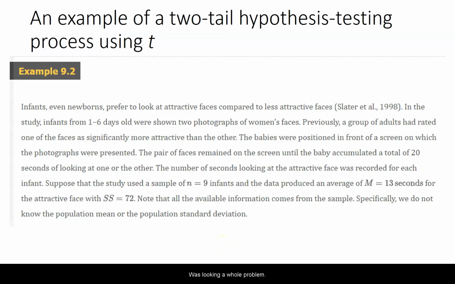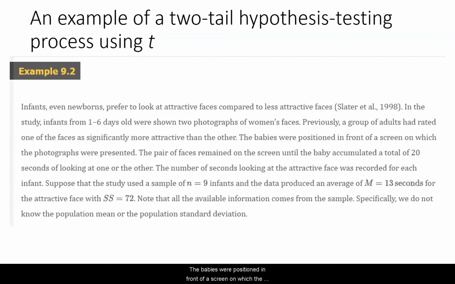Let's look at a whole problem. Infants, even newborns, prefer to look at attractive faces compared to less attractive faces. In the study, these infants were 1 to 6 days old when they were shown photographs of women's faces, 2 photographs. Previously, a group of adults had rated one of the faces as more attractive than the other.